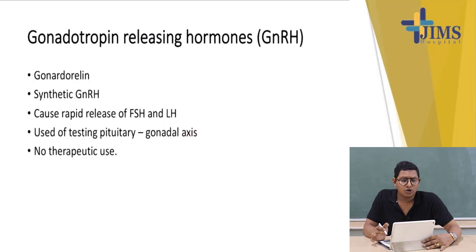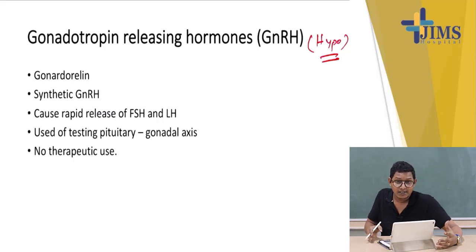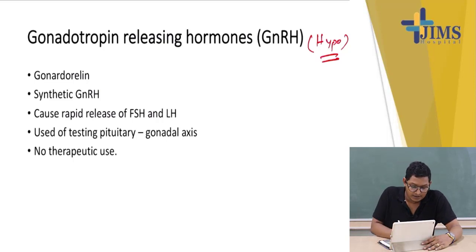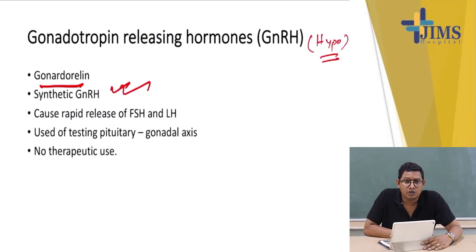The next group of drugs is the gonadotropin releasing hormones. Now, this is secreted from the hypothalamus, which stimulates the anterior pituitary to release gonadotropins. Gonadorelin is a synthetic GnRH, that is, gonadotropin releasing hormone. It causes rapid release of both FSH and LH.